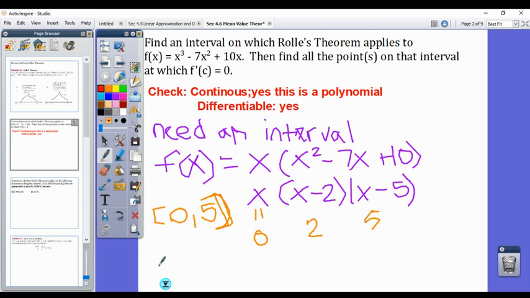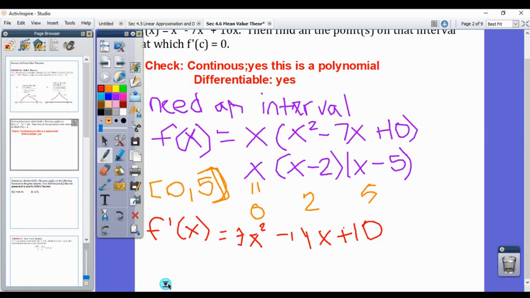So first we need the derivative. So I'm going to end up with 3x squared minus 14x plus 10. So I tried to factor this, but unfortunately you can't. So that means we're going to need to do the quadratic formula.